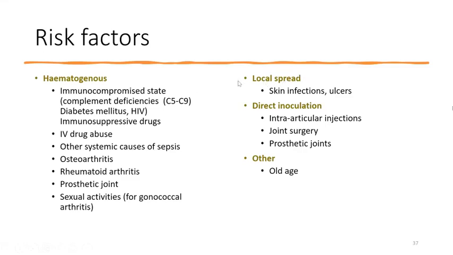Infections due to local spread may be due to skin infections or ulcers, and risk factors for direct inoculation, as I said earlier, are intra-articular injections, joint surgeries, or joints with prostheses, which are at a higher risk. And invariably, people of old age have a high risk of getting arthritis.